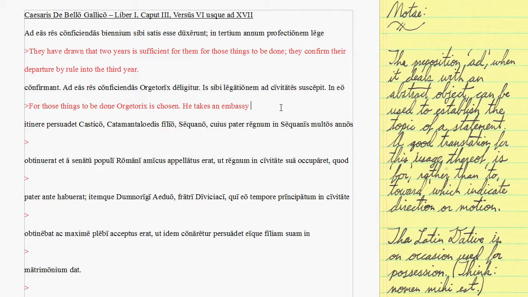An embassy for himself, meaning that this embassy is representing him, kind of more of that possessive usage of the dative in that sense. Embassy for himself to the states or nations or citizenries. And we will see what states he's talking about specifically next.